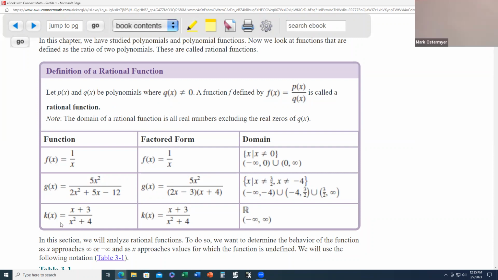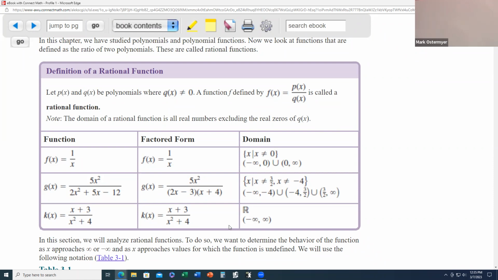Last rational function, k of x, notice its denominator is x squared plus 4. And again, our concern is always with the denominator. We don't care if the numerator becomes 0. We are concerned whenever the denominator becomes 0. Well, guess what? x squared plus 4 will never be equal to 0 for any value of x. Reason being is because you can never square a real number and get negative 4. So this denominator never will be 0.